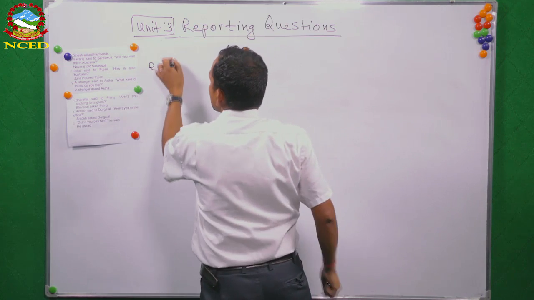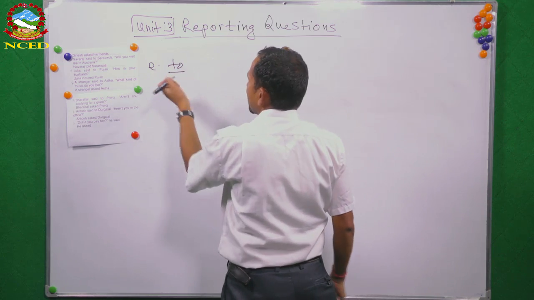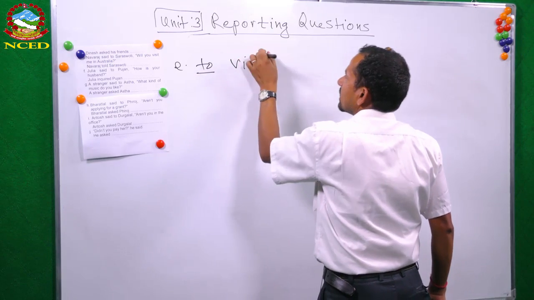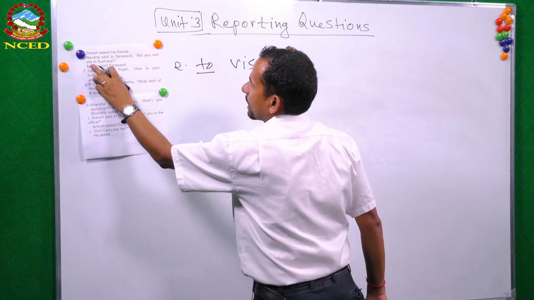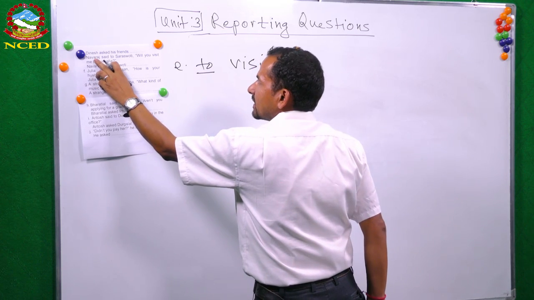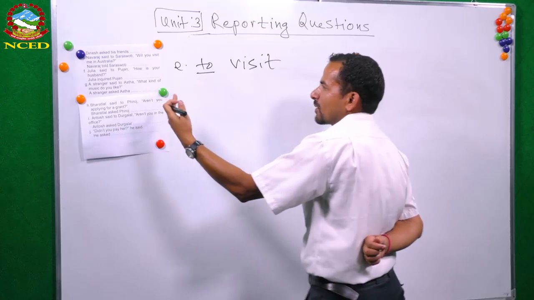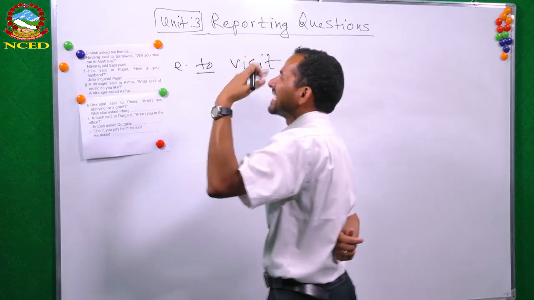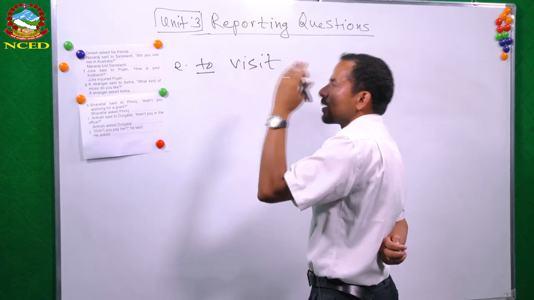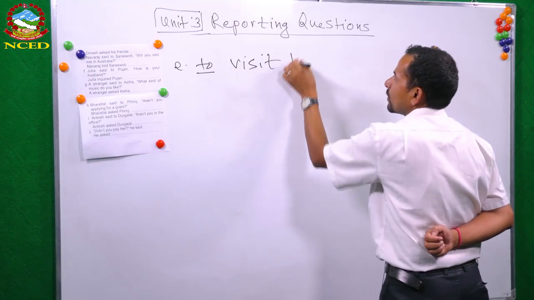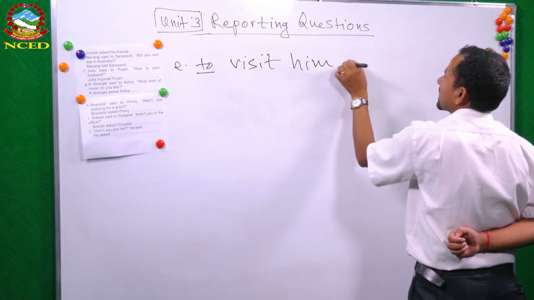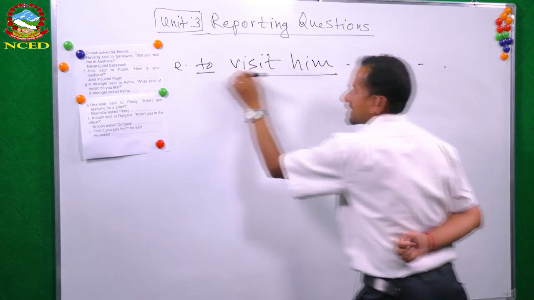So we just use to here, to visit. Me is the subject Nabaraj, so it is changed into the third person pronoun according to the subject. Nabaraj is he, it's not she, and the object form of he is him. To visit him in Australia. You just write that. Okay, the change is this.